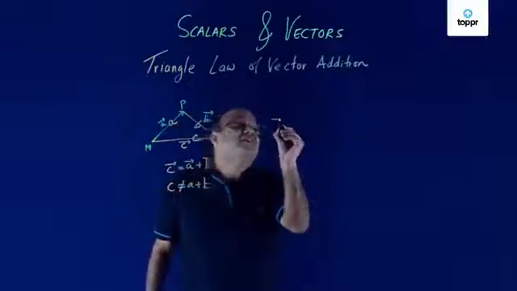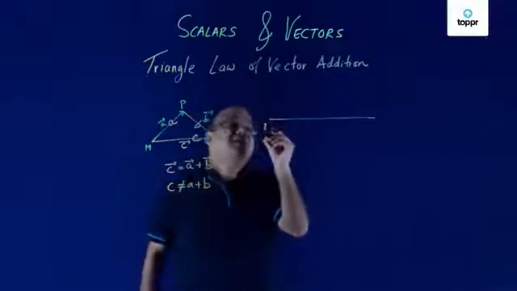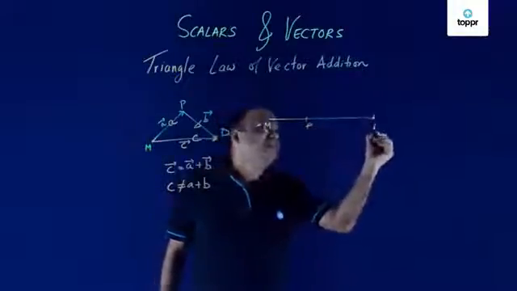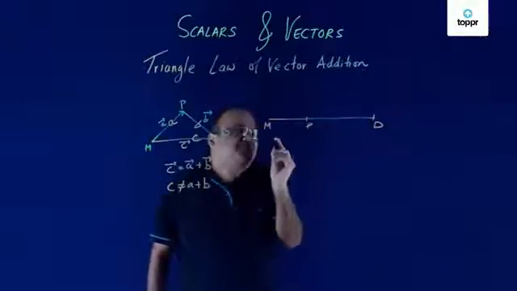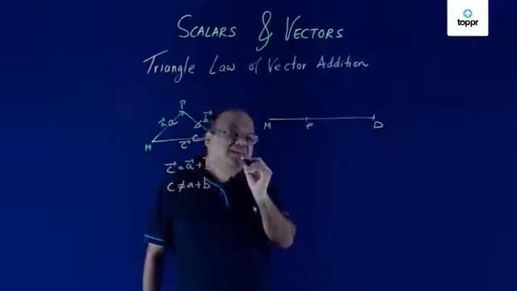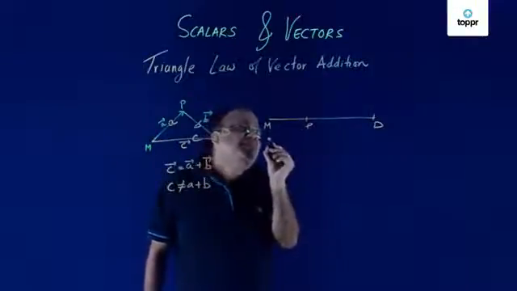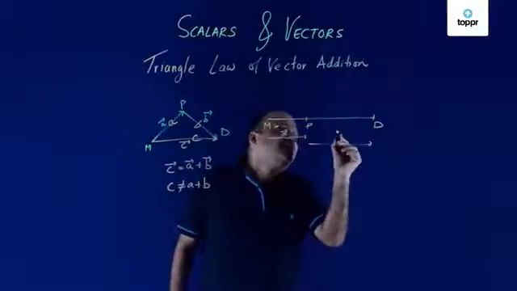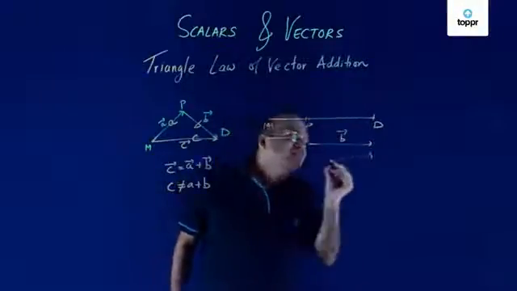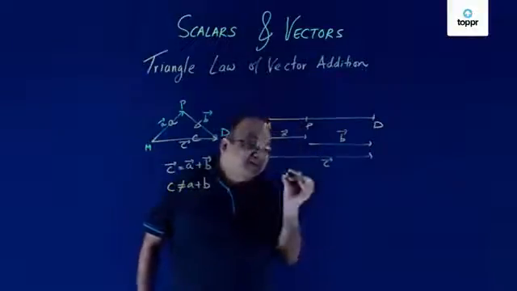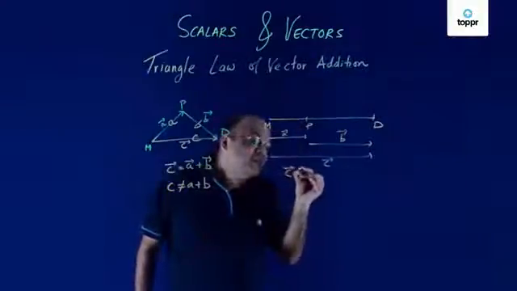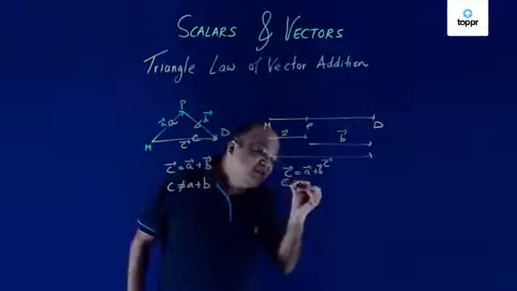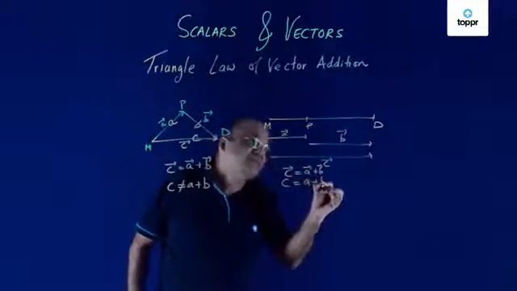Yes. When all these places are in a straight line. This is M, this is P, and this is D. Don't worry about geography, M, P, D are three different places. This is A vector. This is B vector. And this one is C vector. So here C vector is equal to A vector plus B vector. That is very obvious. And C is also equal to A plus B in this special case.